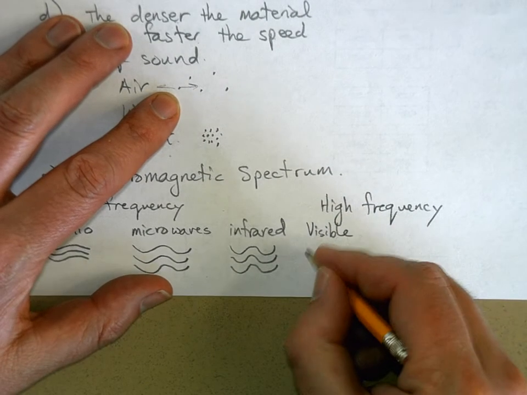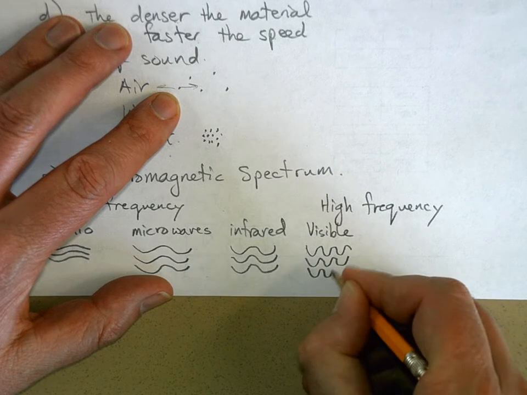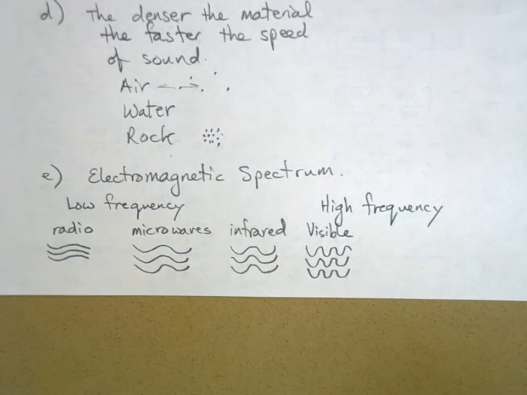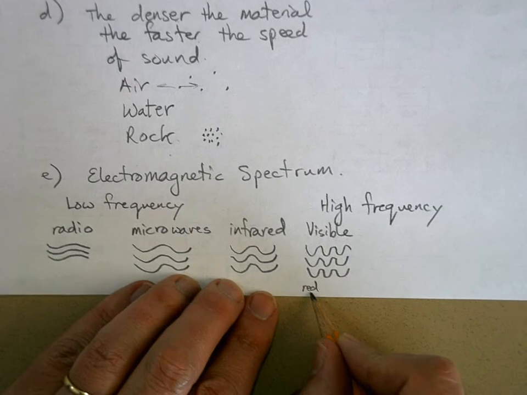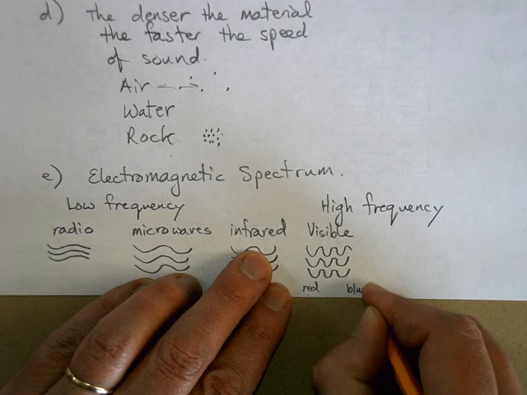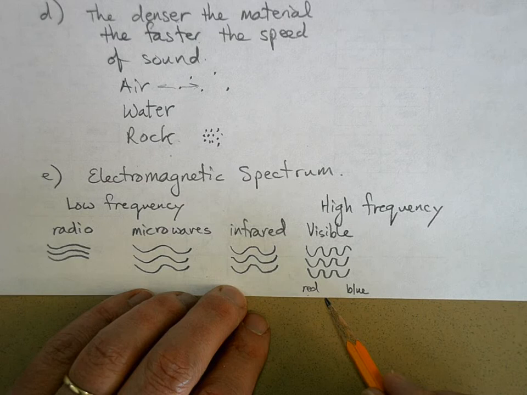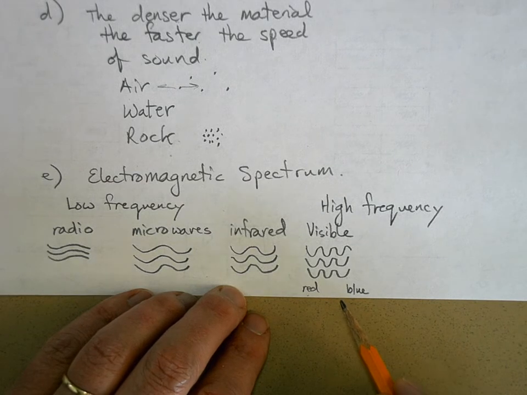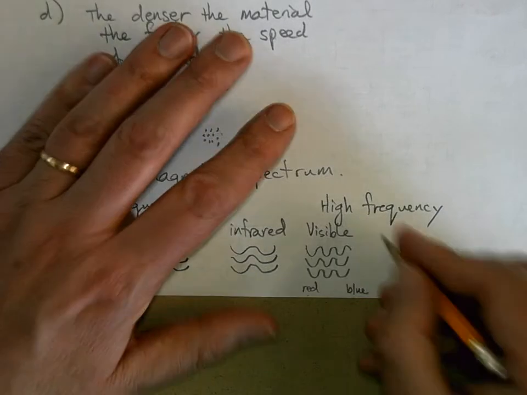And visible light has higher frequency, it's a very small range of frequencies. Red is the lower visible frequency, and then blue is on this side. So you get Roy G. Biv: red, orange, yellow, green, blue, indigo, violet, or something like that. So the blue is kind of on the higher end, indigo and violet. And then we have ultraviolet.